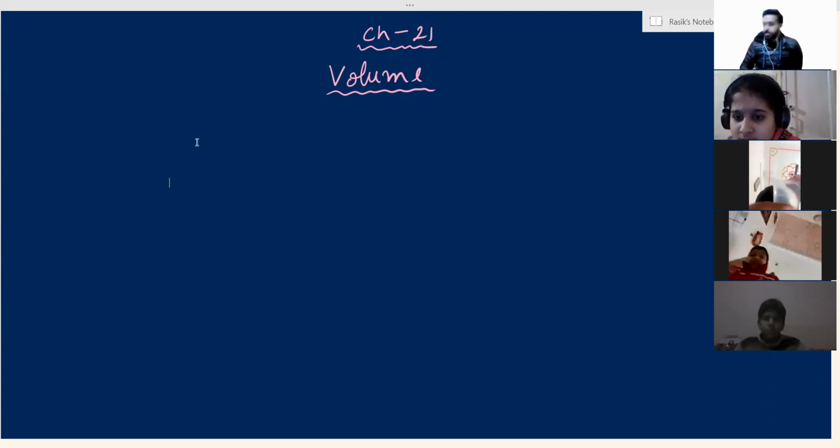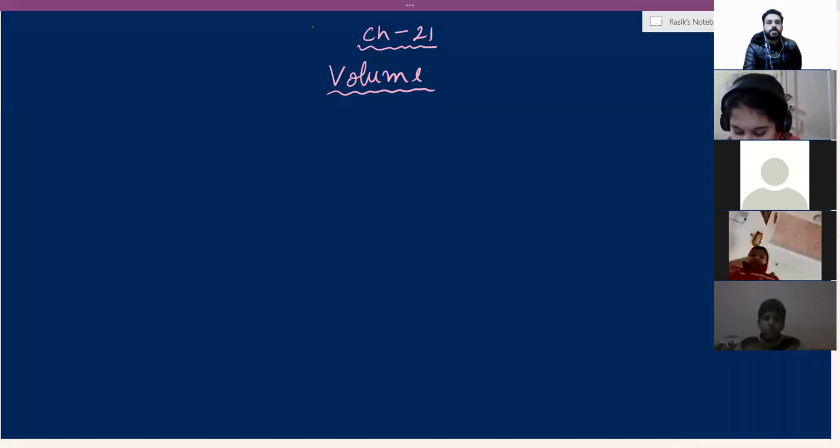So these two words you have to remember. Volume is either space occupied or the capacity of an object. So we can find out volume of objects. There are formulae to find out volume of cuboid and cube. What are cuboids and cube?